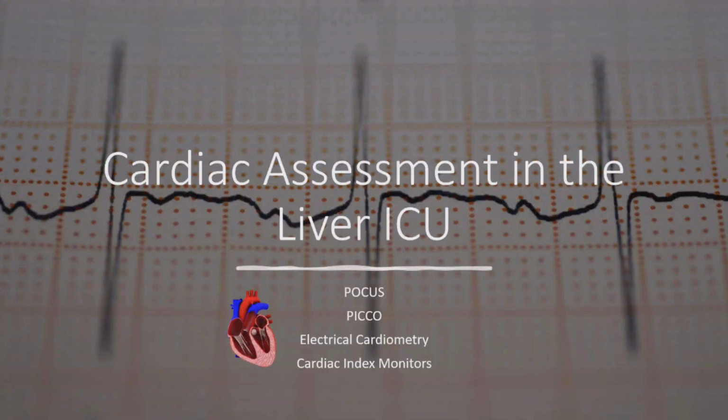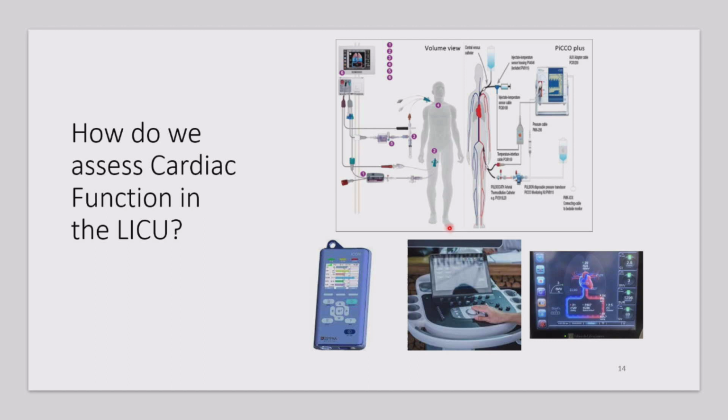Coming to cardiac assessment in the liver intensive care unit. There are several ways of assessing cardiac function in the ICU. The most useful one would be a non-invasive tool, which is point-of-care ultrasound combined with point-of-care echocardiography. We also have partially invasive monitors, which use both an arterial line and a venous line, such as the PICCO setup here, in which there is direct cardiac output measurement by the principle of thermodilution.